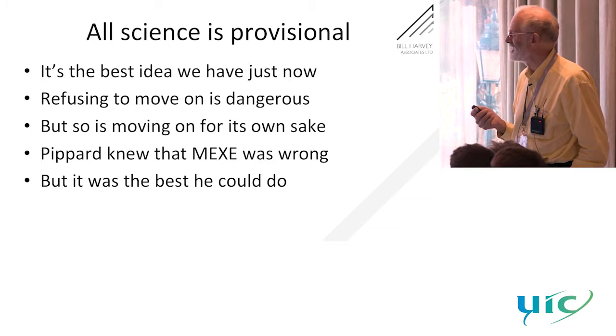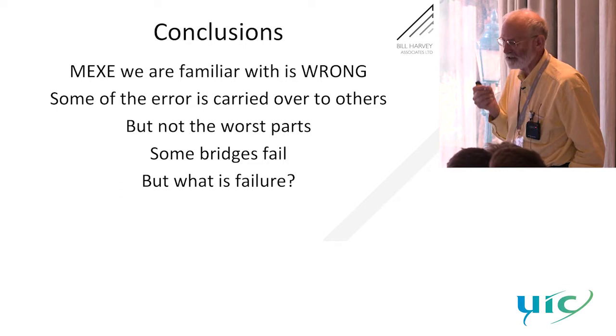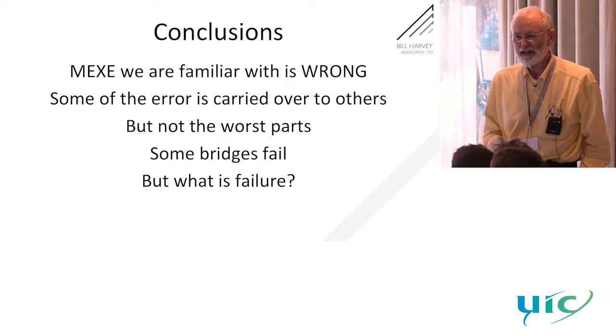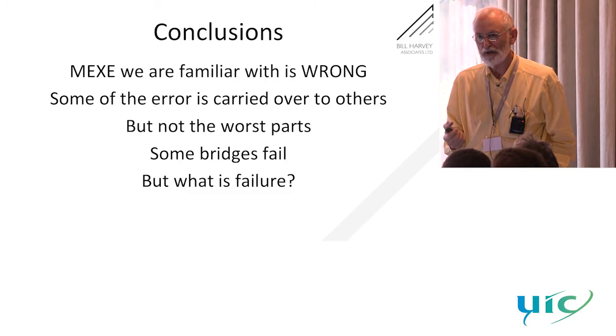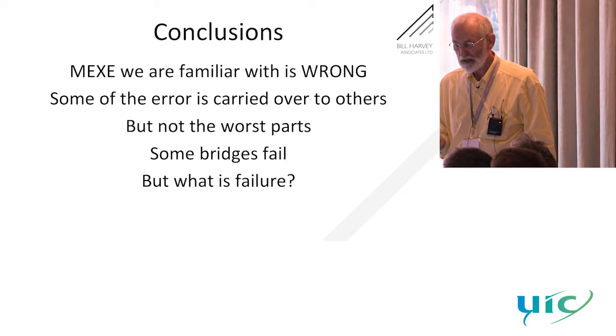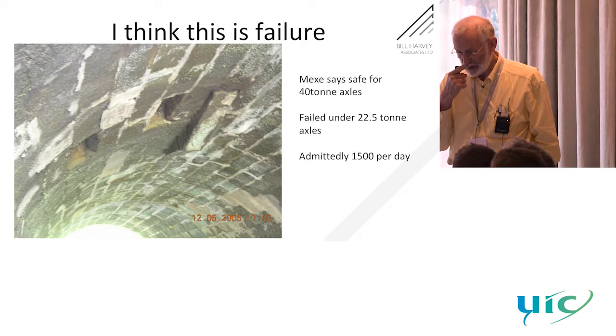The next thing we're familiar with is wrong for sensible and understandable reasons. And some of the error is carried over into other methods, and we need to get that sorted out. We need to find a way of getting better models that tell us the truth. Some bridges fail, but what's failure? I would say that's failure. I wouldn't wish to get to that state.